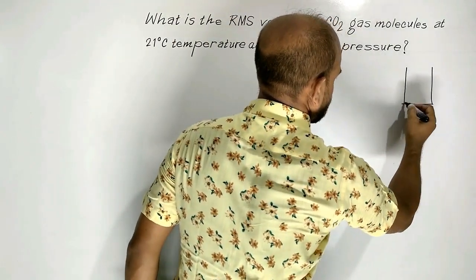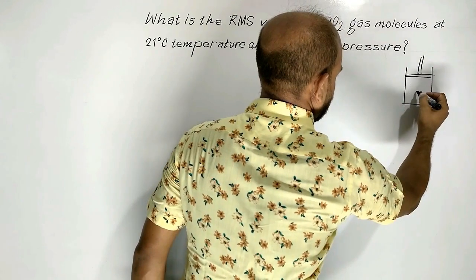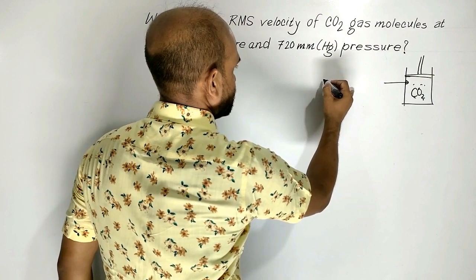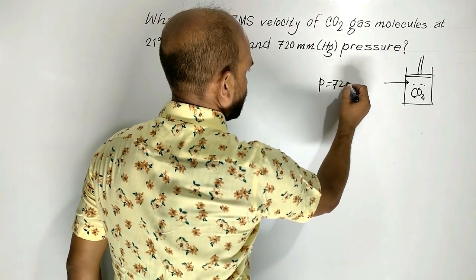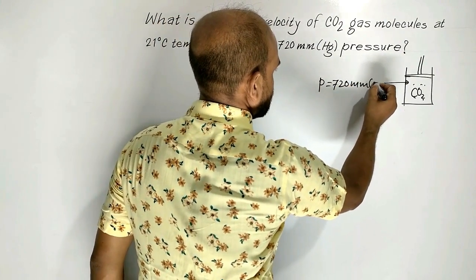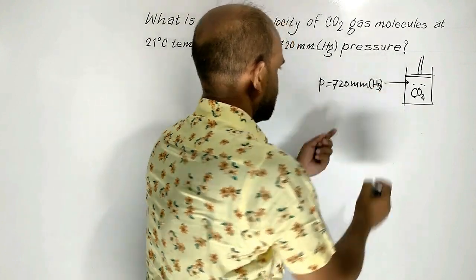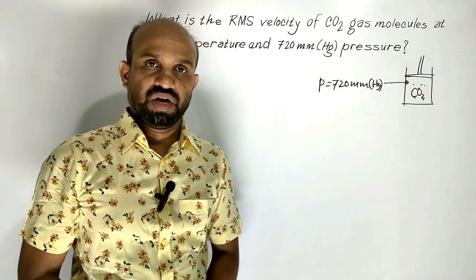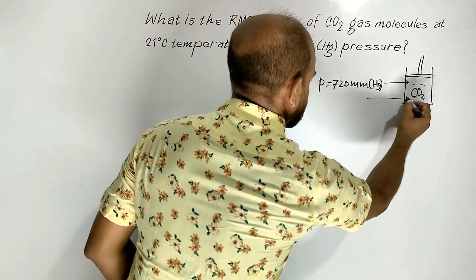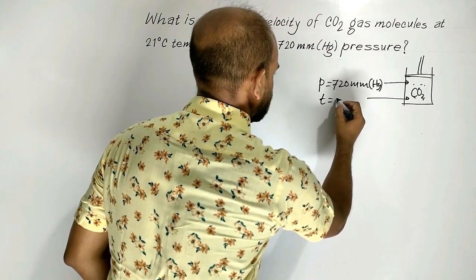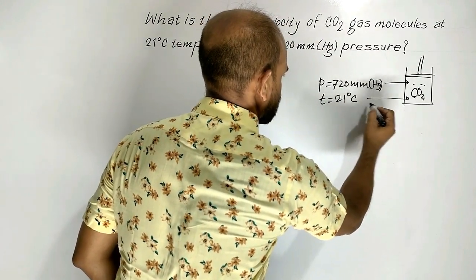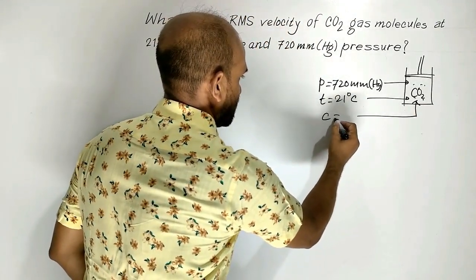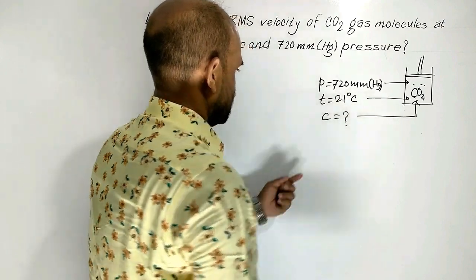Suppose here carbon dioxide gas. Here pressure is 720 millimeter mercury, though in this case no effect of the pressure here, and temperature is 21 degrees Celsius. Now we have to calculate RMS velocity of this gas.